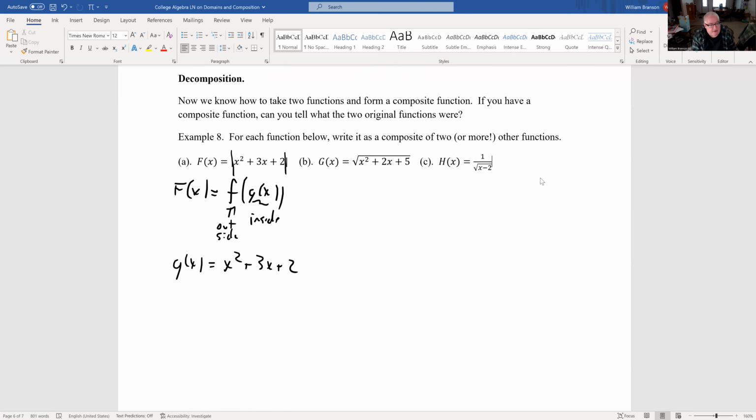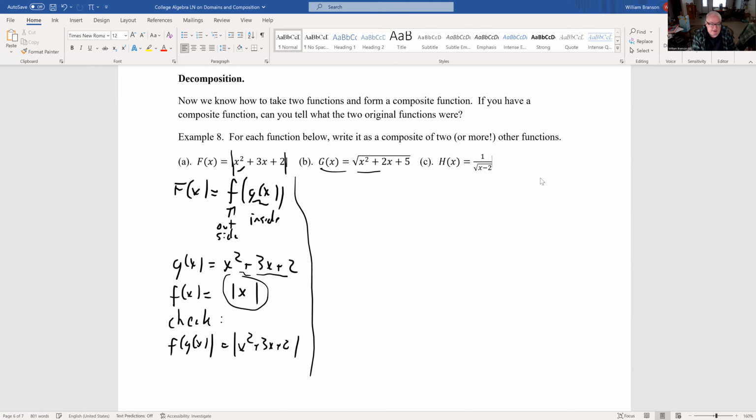So what's the outside function? What do you do to this x squared plus 3x plus 2? Well, you take the absolute value of it, right? And so as a check, f of g of x would mean take this expression and plug it in for x in this expression. And that gives me the function that I want.